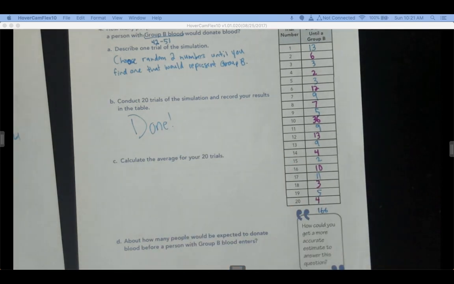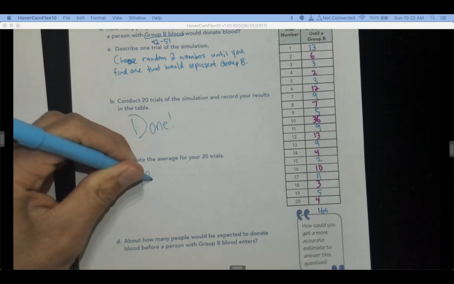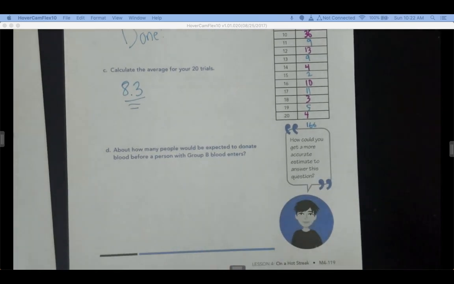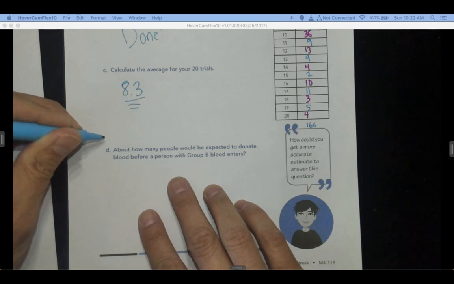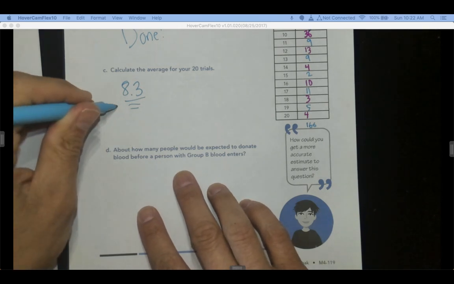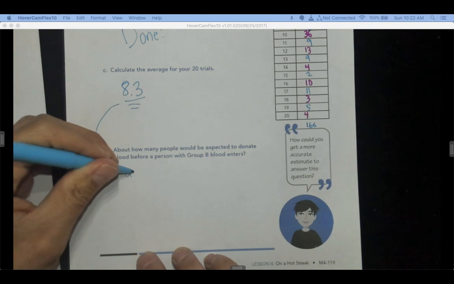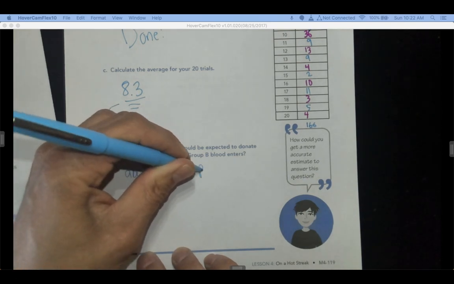Divide that by 20 trials, and my average was 8.3. So it took 8.3 people until I got someone that would fall into the group B blood group. How many people would be expected to donate blood before a person with group B blood enters? It'd be about 8 or 9 people.